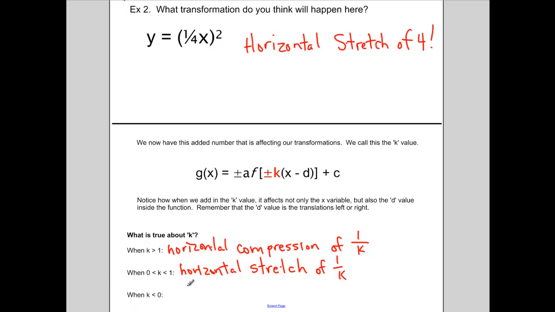Well, what happens when k is negative? So for this plus minus here, it's actually a minus. Well, it works the same as the plus minus out in front of this a. If it was negative, we would have a vertical reflection, or reflection over the x-axis. Well, if this k value is negative, we'll have a horizontal reflection, or a reflection over the y-axis. So when k is negative, we're going to have a reflection over the y-axis.